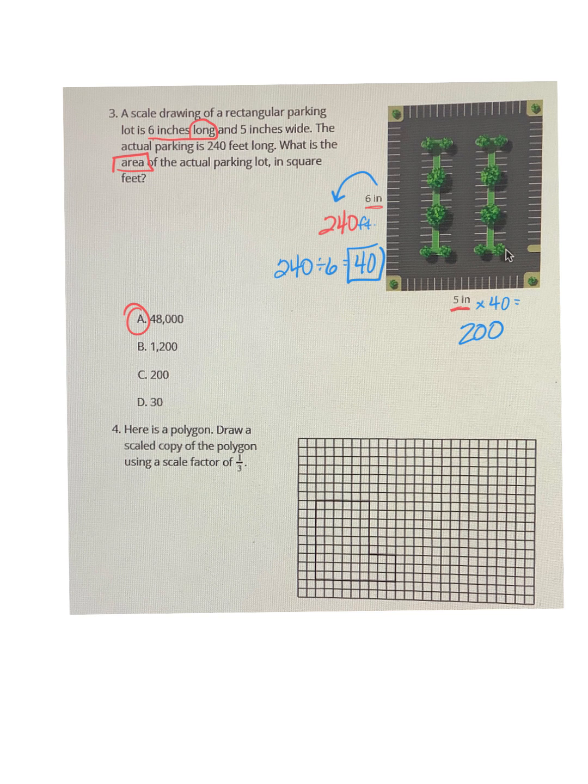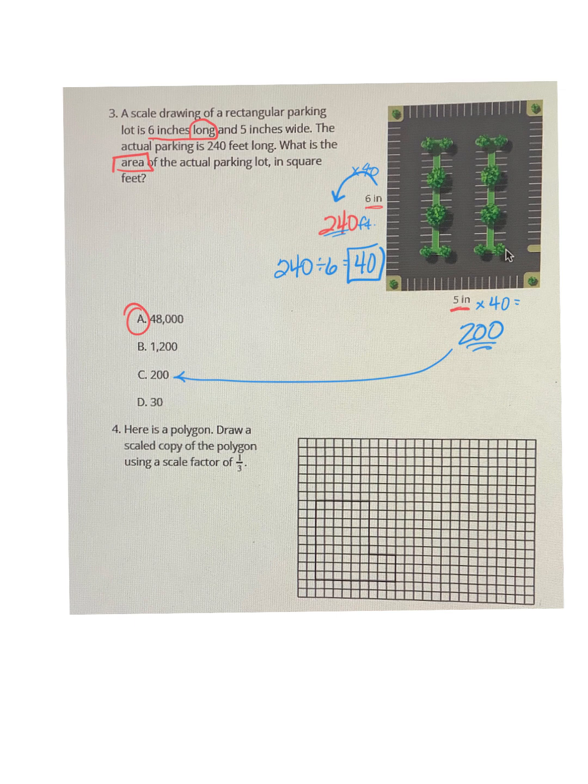So that means the real parking lot, the actual parking lot, the real thing. Remember, we're going from the drawing, which is small, to big, the real life. We have to multiply. That's why we said 6 times 40 is 240, and 5 times 40 is 200. Now, they're not asking you for the length. It would be easy to say, oh, my answer is C, and then move on, which is what I actually did the first time. They're asking you for the area.